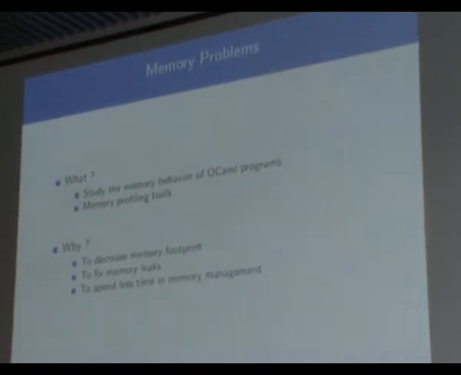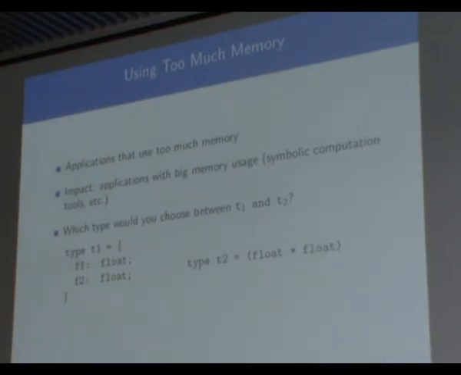Because we want to decrease the memory footprint of our OCaml applications. We also want to fix some memory problems like memory leaks. And we want our applications to spend less time in memory management. So let's start with applications that use too much memory. It impacts applications with big memory usage, like assembly compilation tools, for example.